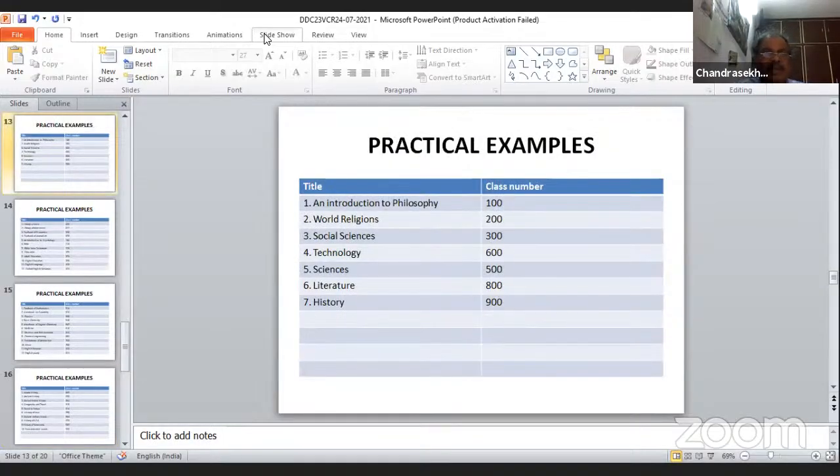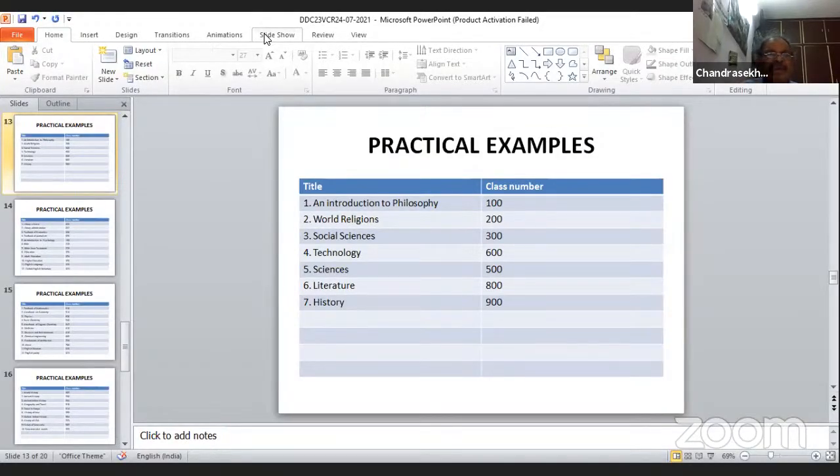Okay. As I told you, let us do some practical examples from the three summaries given to you in PDF form. You remember, I have repeated this again. If there is a title like An Introduction to Philosophy, what is the number you have to give? First check the first summary. Directly you will get 100. Here in the title, what is the potent term?